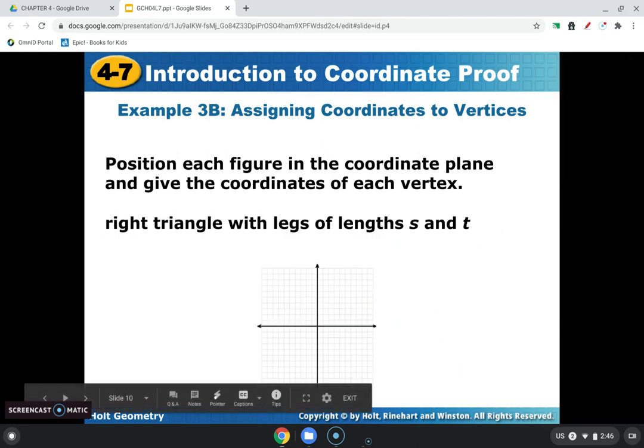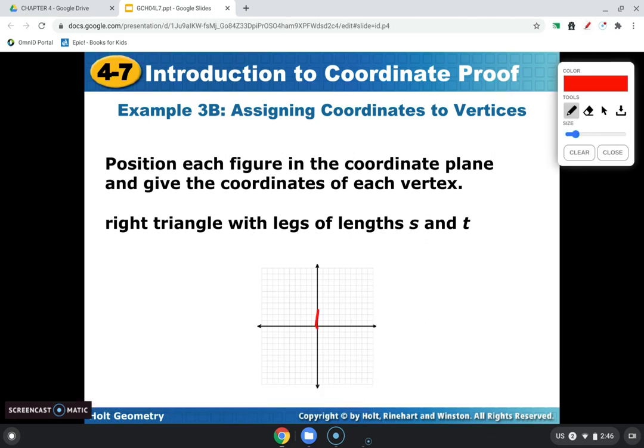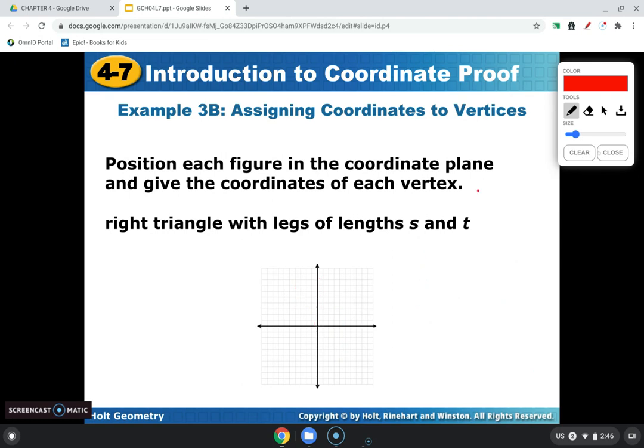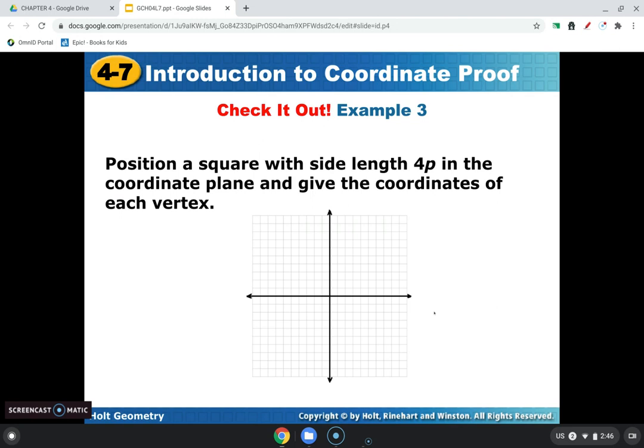Right triangle with s and t. So once again, you're going to want to use the 0, 0 and the x-axis. So you could say s and t. So your coordinates would be 0, 0, s, 0, and 0, t for your right triangle. Do not use both axes when positioning a figure unless you know it has a right angle.